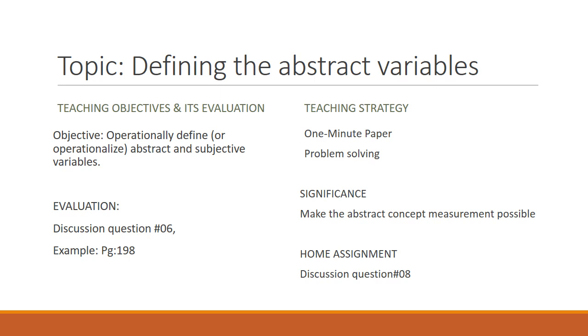It is basically the same thing. Abstract and subjective are synonyms, so never be confused. Discussion question number 6, you will have to do example 198. You will have to give the importance: make the abstract concept or the subjective variable measurement possible. That is its importance.